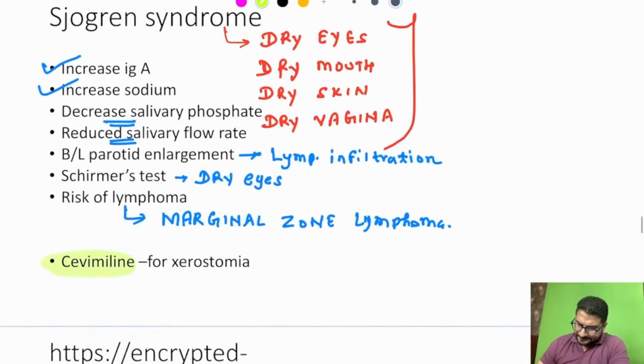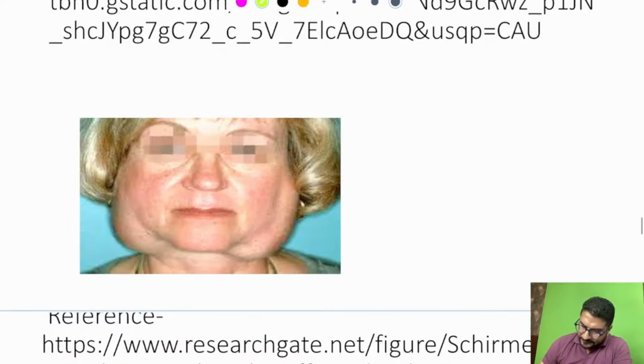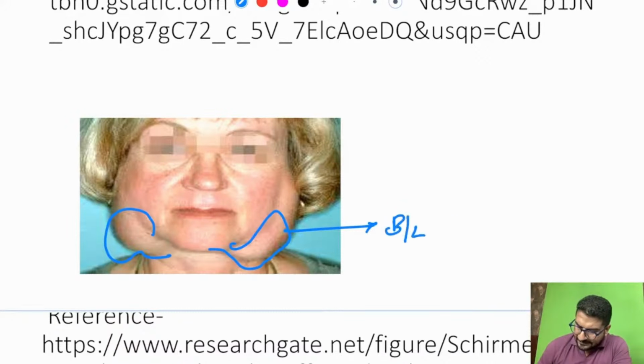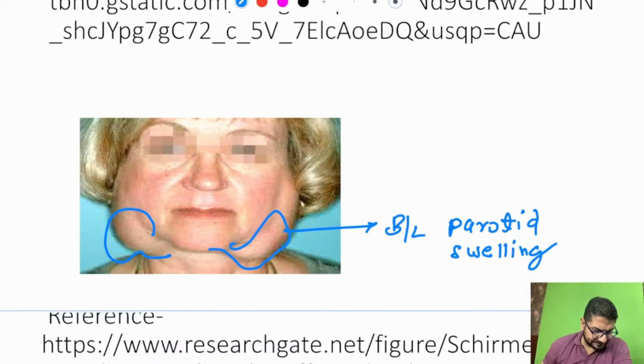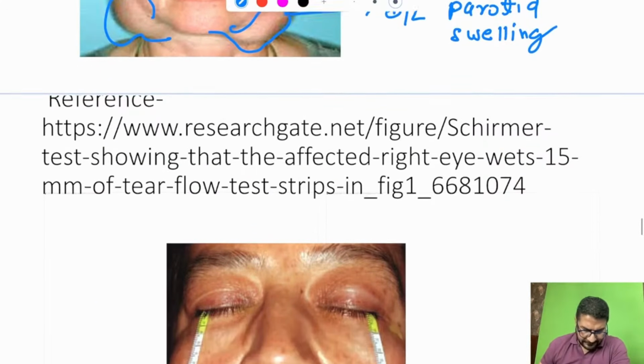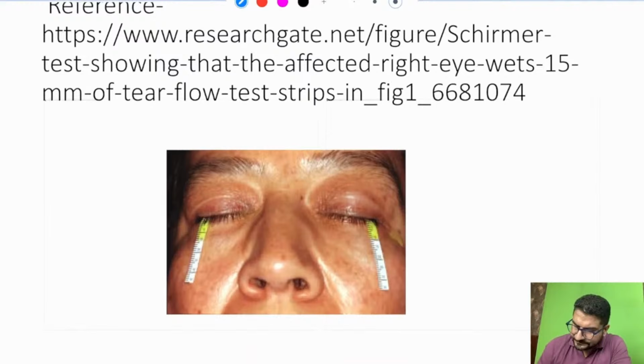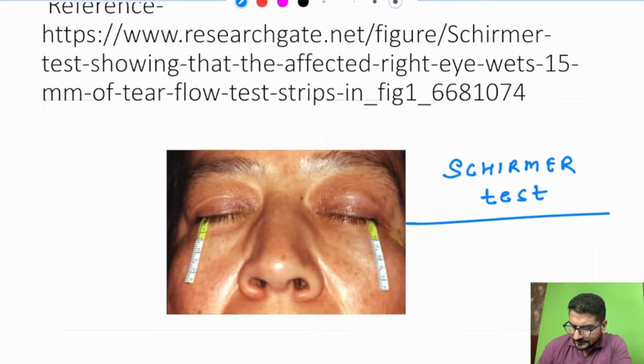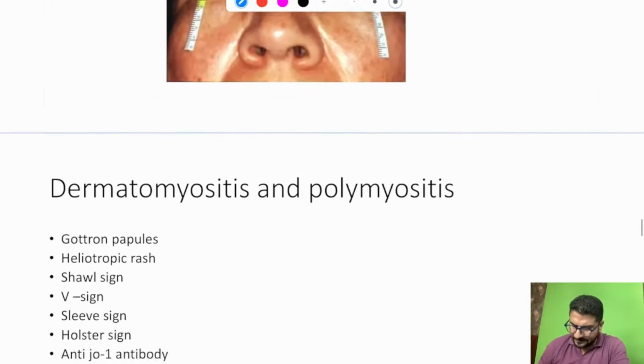Okay, now understand this thing. You can notice lymphocytes are infiltrating into the parotid. So how is the parotid gland becoming? You can see bilateral parotid swelling. Swelling is coming in the parotid glands on both sides. Then try to understand this. This is called Schirmer's test. You place a paper to check the dryness in the eyes. So this is Schirmer's test for dryness in the eyes.